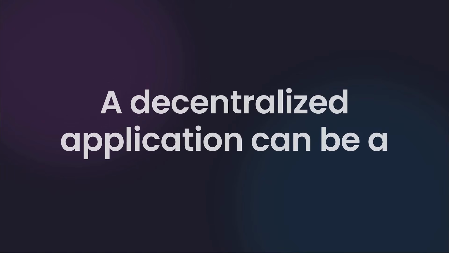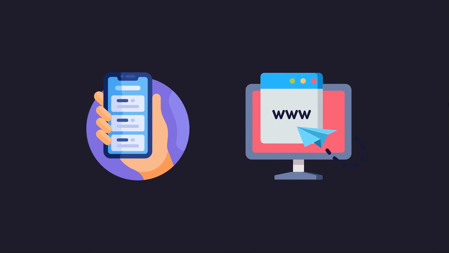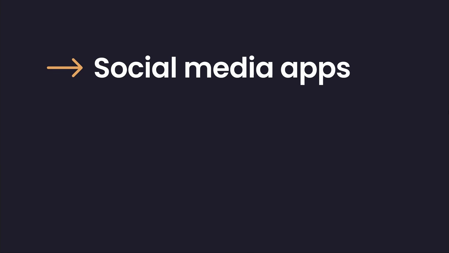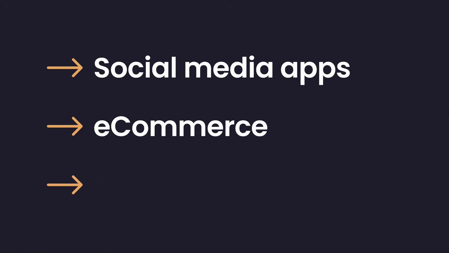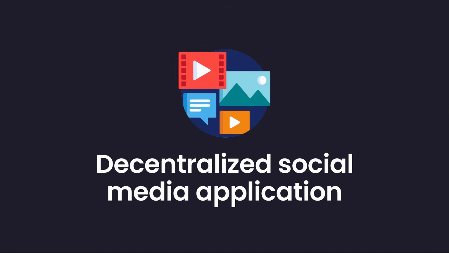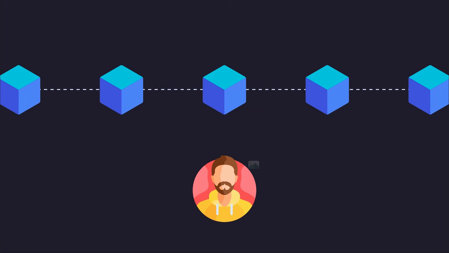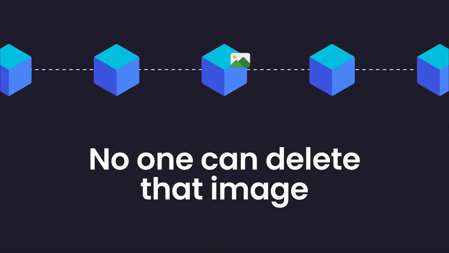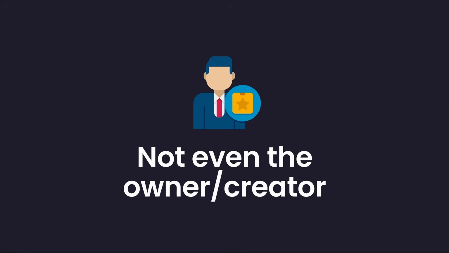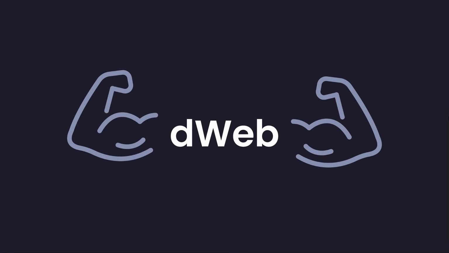A decentralized application can be a mobile or a web app. In the current state of Web3, it's mostly a web app though. dApps can cover various use cases, such as social media apps, where no big company is taking the user's data, such as e-commerce for payments, or even banking. For example, in a decentralized social media application, a person can post an image on the blockchain, and when the image is published, no one can delete that image, not even the owner or the creator of the social media application. That's the power of decentralized web.